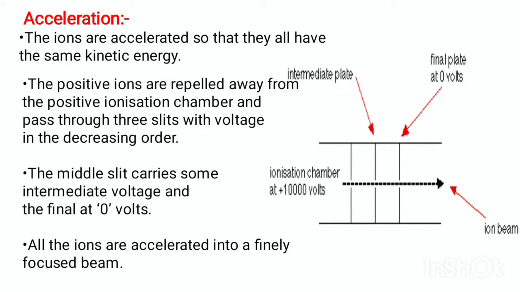Acceleration. The ions are accelerated so that they all have the same kinetic energy. The positive ions are repelled away from the positive ionization chamber and pass through three slits with voltage in decreasing order. The middle slit carries some intermediate voltage and the final one is at 0 volts. All the ions are accelerated into a finely focused beam.